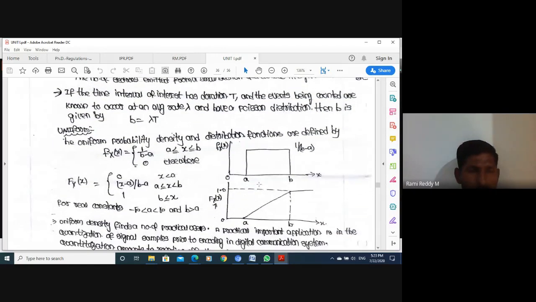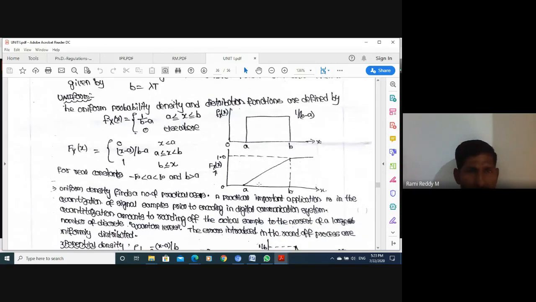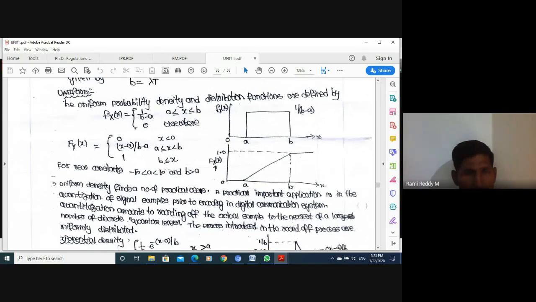The next random variable is the uniform random variable. The uniform probability density function and distribution function are defined like this. fx(x) = 1/(b−a) for x between a and b, 0 elsewhere. Capital Fx(x) = 0 for x less than a, (x−a)/(b−a) when x lies between a and b, and 1 for b less than or equal to x.